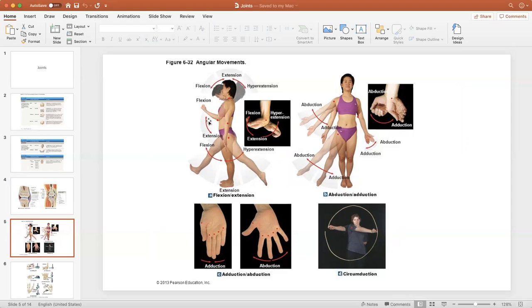But extension happens when we go from a flexed position to a neutral position. So we extend back to our neutral position, and then hyperextension happens when we extend further past that neutral position. Same thing with the hip. If we have our leg in a flexed position, we extend back towards the neutral position and then hyperextend past that neutral position.